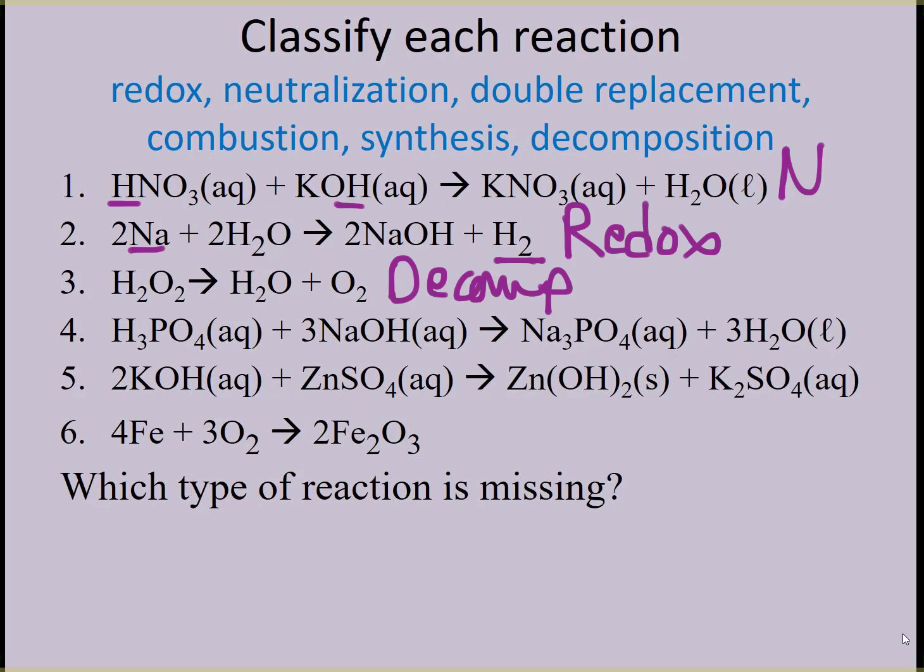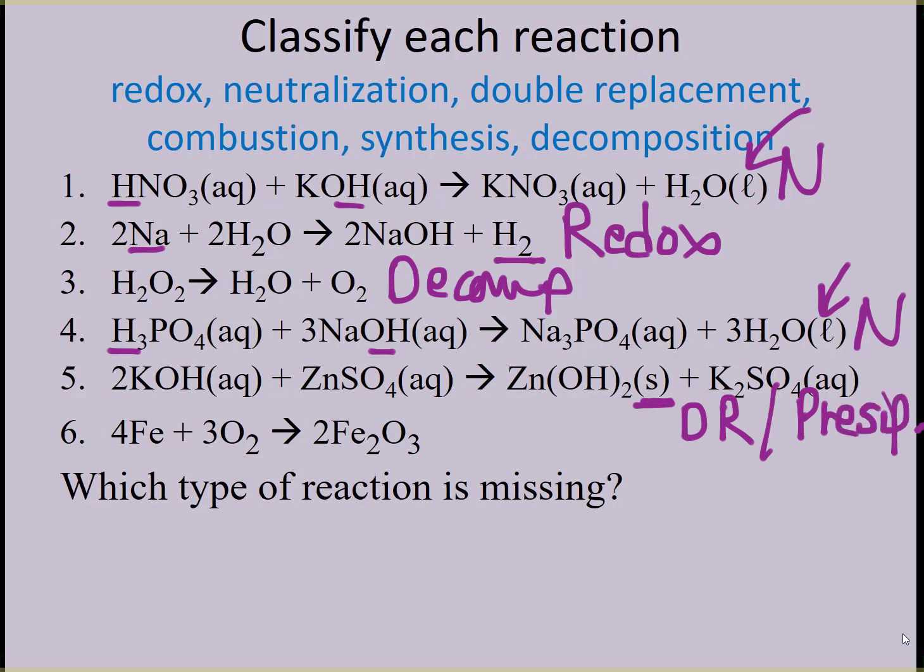Number 4, I see an acid and I see a base. So this is also a neutralization reaction. You can see that water's formed. That is another sign of a neutralization reaction. On this next one, I see that there's a solid that's formed right there. And so this is a double replacement. It is also a precipitation reaction. And number 6, I have two things that are going into one thing. So this is a synthesis.